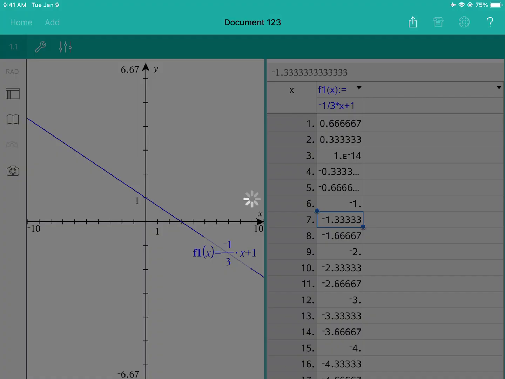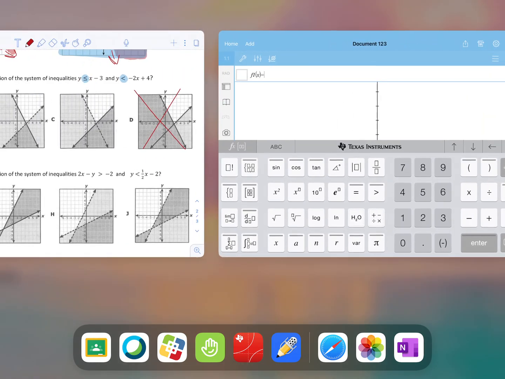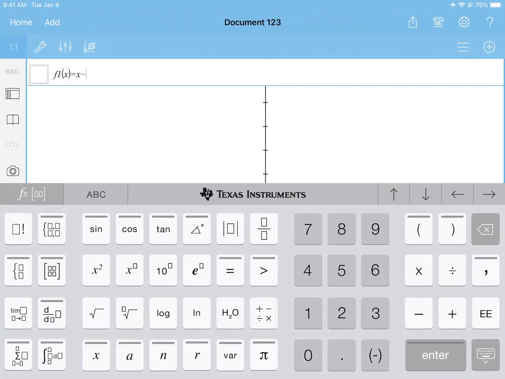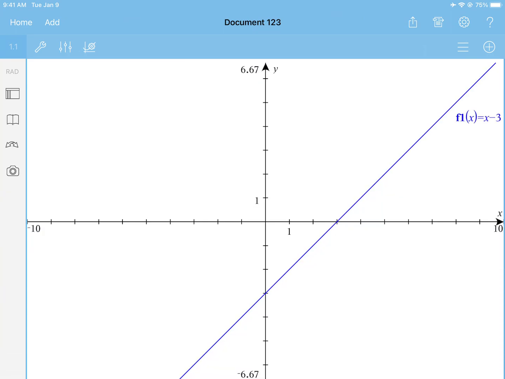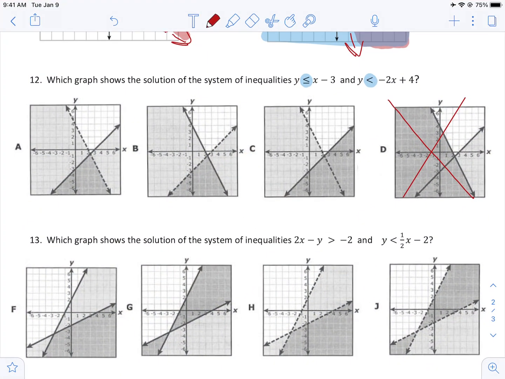So I'm going to do a new graph just to kind of see what that first equation should look like. So it was x minus 3. Okay, so it should be that one that's going up from left to right. That needs to be our solid line. So if we look, that means answer choice B, we can cross out because this right here is the line that we're looking at. And that line is not solid. So that one gets eliminated.